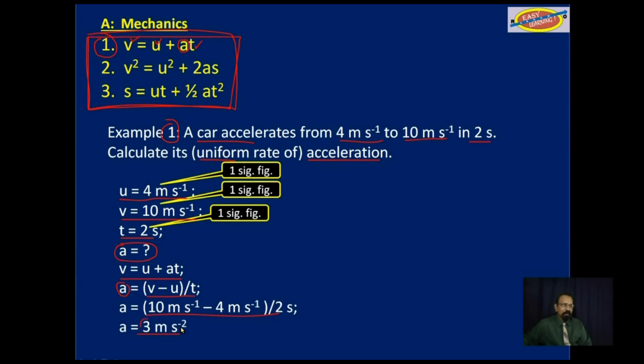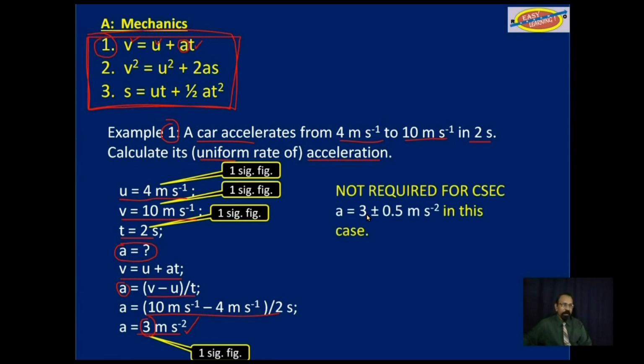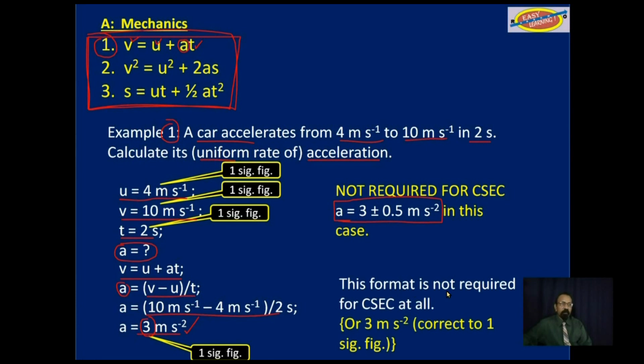Now, this is one significant figure, and that should be acceptable for CSEC examination. But just to make sure, you can write A is equal to 3 plus or minus 0.5 meters per second squared. Maybe not required, but just to make sure. And this format, 3 meters per second squared, correct to one significant figure, is not required by CSEC at all.